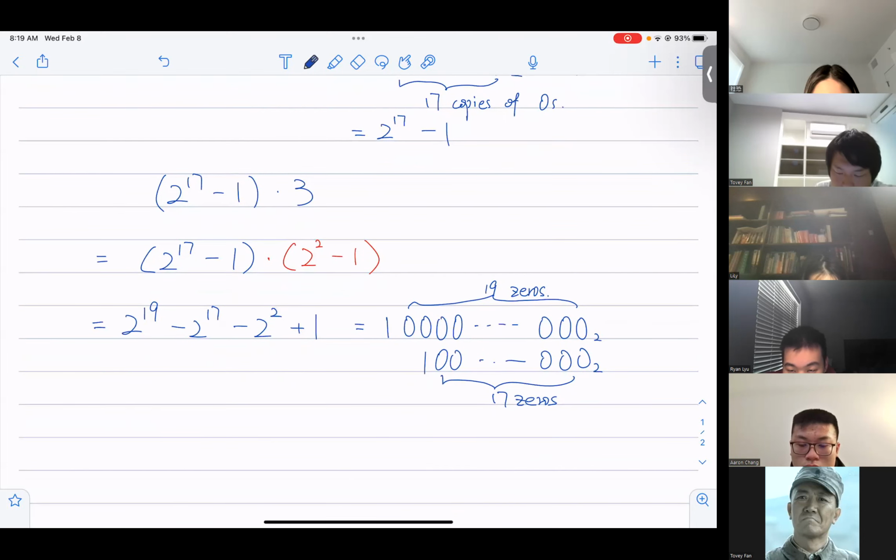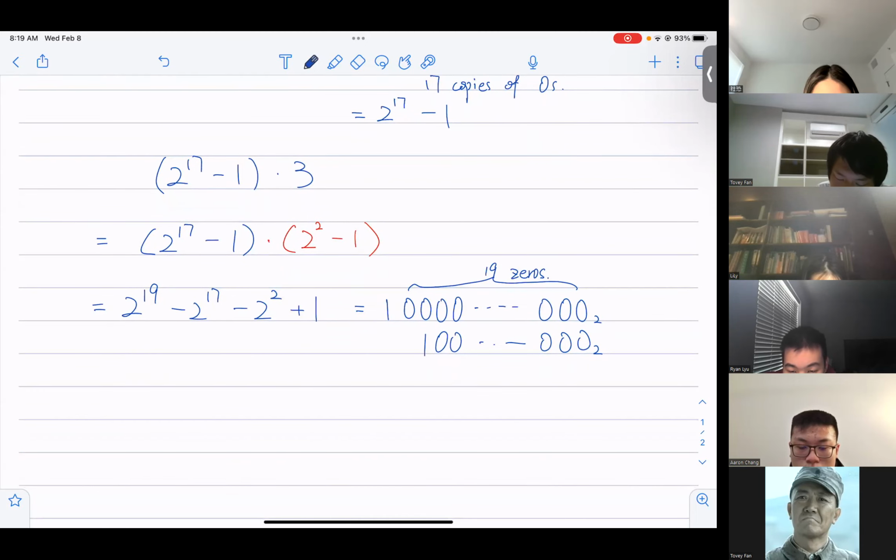Okay. And then you have another subtraction and then plus 1. So let's wipe it out. We have another subtraction. So minus this and then minus 2 squared. So 2 squared, you have 2 zeros at the end, right? So minus 1, 0, 0 in base 2 and eventually plus 1 back.